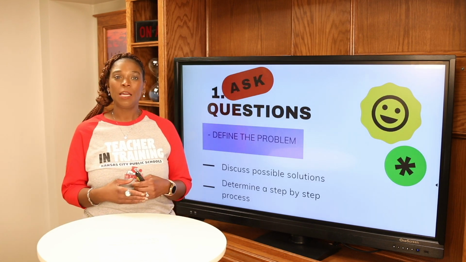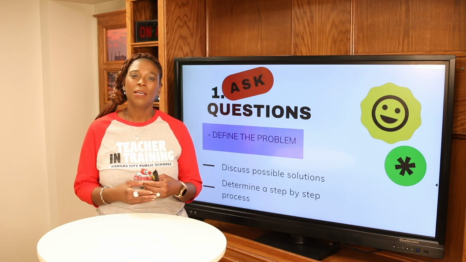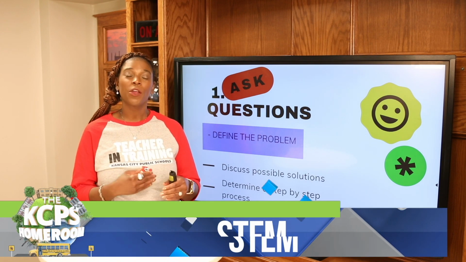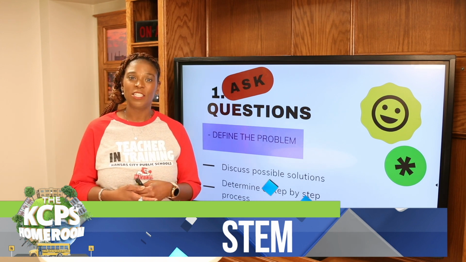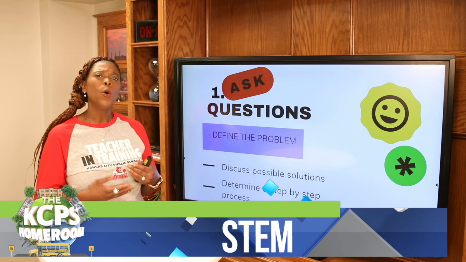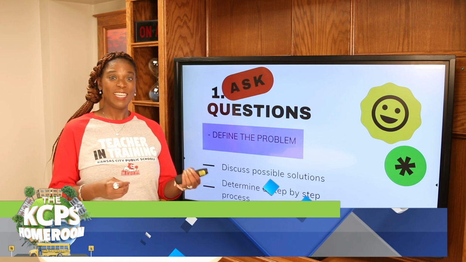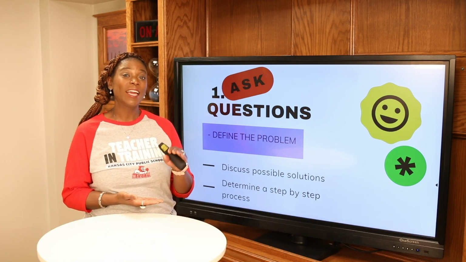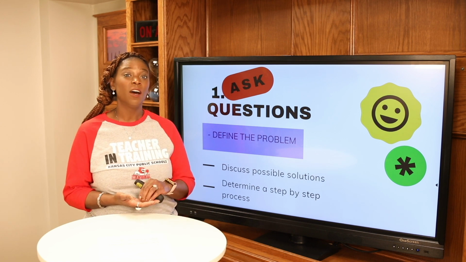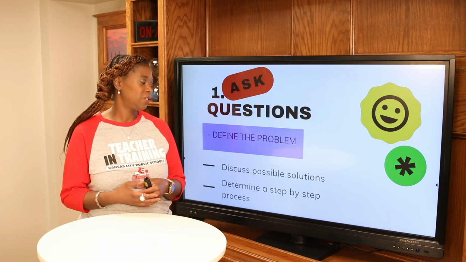Next, let's think about the process. We use something called the design process when we are going to do projects or experiments. The first part of the project is to ask questions. What is the problem? Well, in this situation, the problem is we need to create a boat that can withstand the weight of the materials that we're going to use.